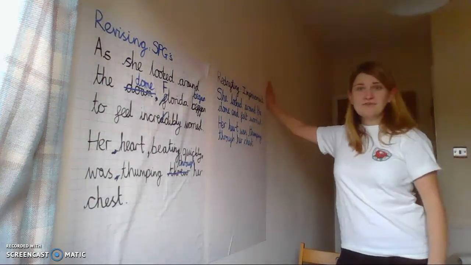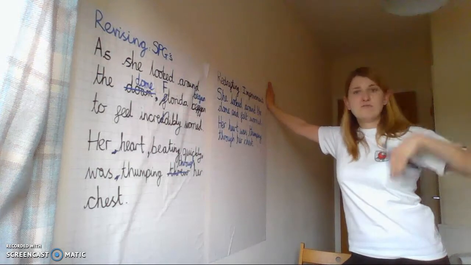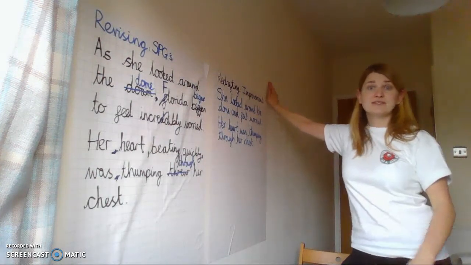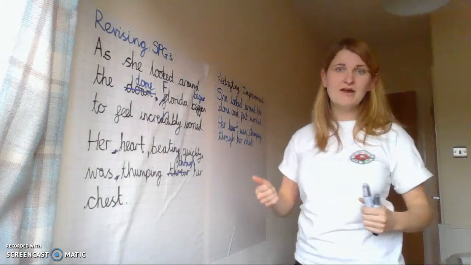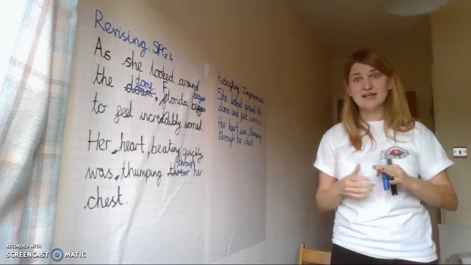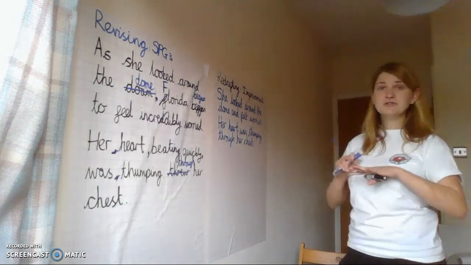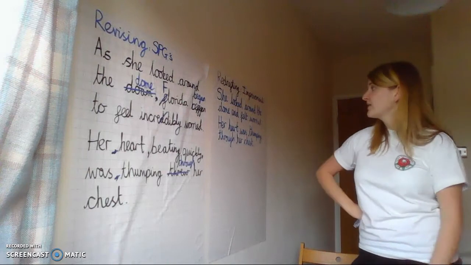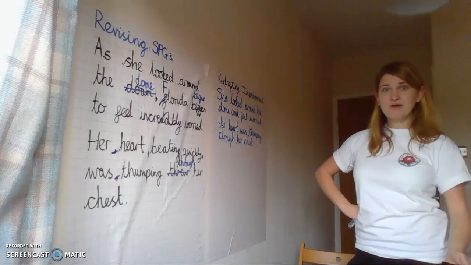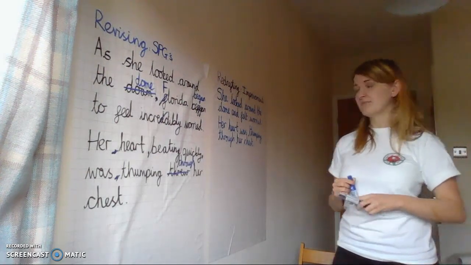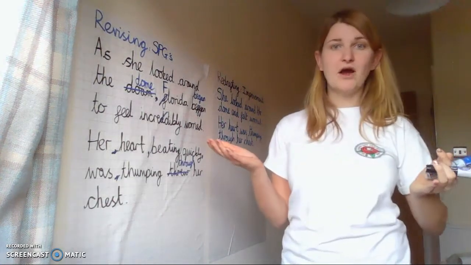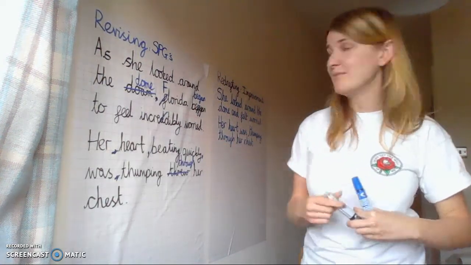So redrafting is where I take a section of writing and I rewrite it again to make improvements. It might be that I'm up-leveling my vocabulary, or that I'm changing the sentence structure. So if we look, we've got two sentences that make perfect sense as they are. She looked around the dome and felt worried. And then I've also got her heart was thumping through her chest. Both fine, both make sense, but both could be improved.